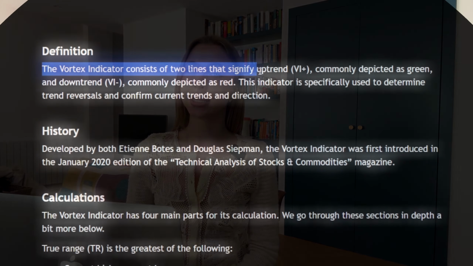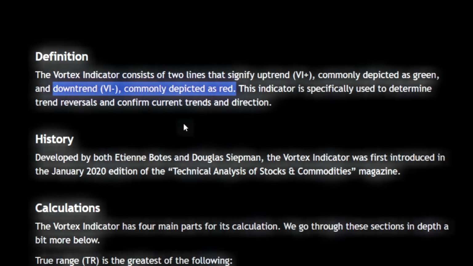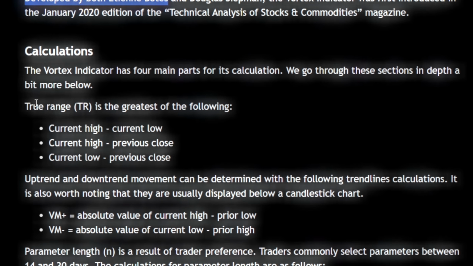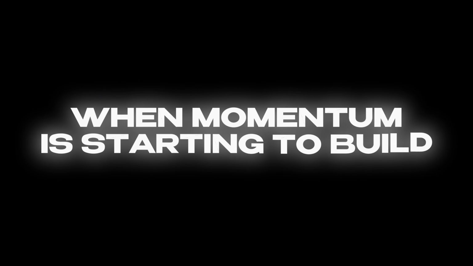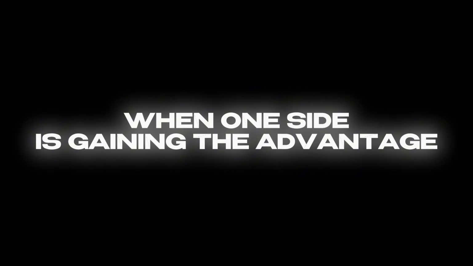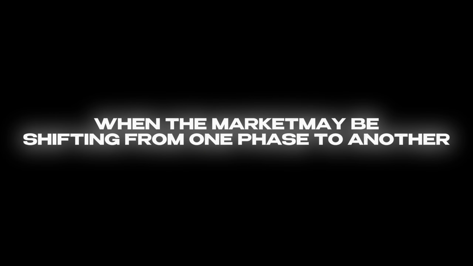And to explain it as simply as possible, Vortex is an indicator that helps evaluate the direction of the current move and shows which side of the market looks stronger at the moment. It consists of 2 lines, and the way they behave can help you spot when momentum is starting to build, when one side is gaining the advantage, and when the market may be shifting from one phase to another. That's what makes Vortex interesting. It helps you do more than just look at candles. It helps you better understand the market's actual dynamics.